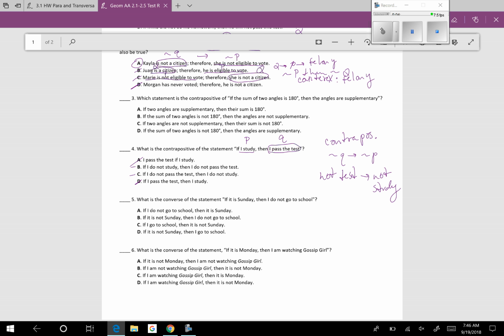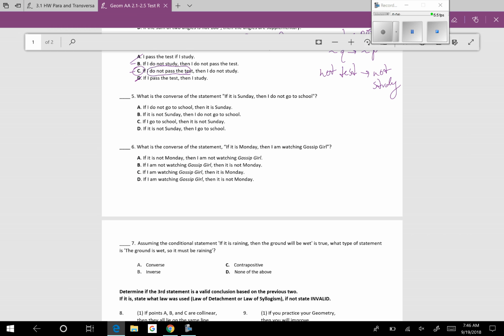So let's look. What are we wanting them to say not about first? Not passing the test. Which of these two talks about not passing the test? B or C? Well, C talks about not passing the test, and that was our conclusion. And we want not Q, then not P. So there we go. That's C.